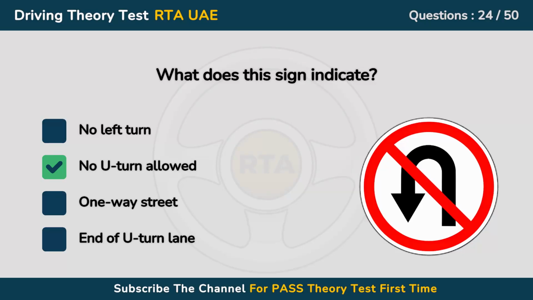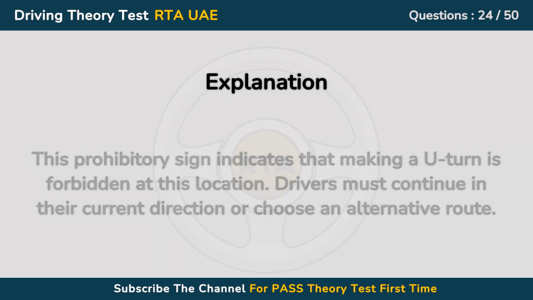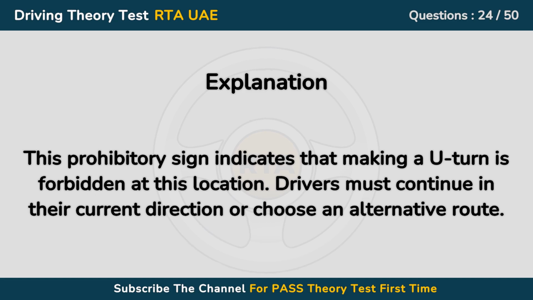Answer is B. No U-turn allowed. This prohibitory sign indicates that making a U-turn is forbidden at this location. Drivers must continue in their current direction or choose an alternative route.